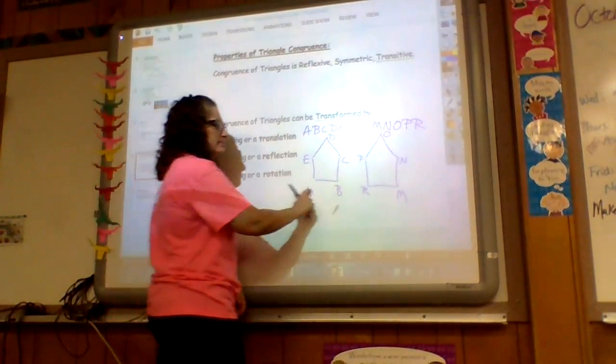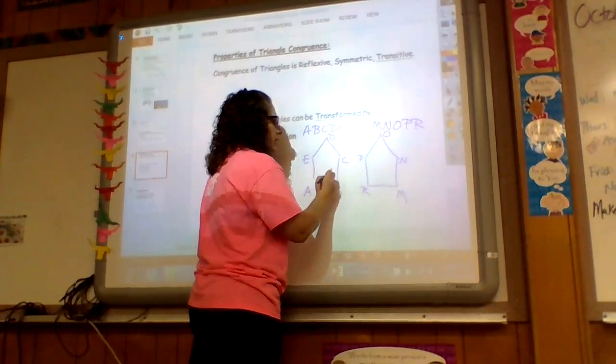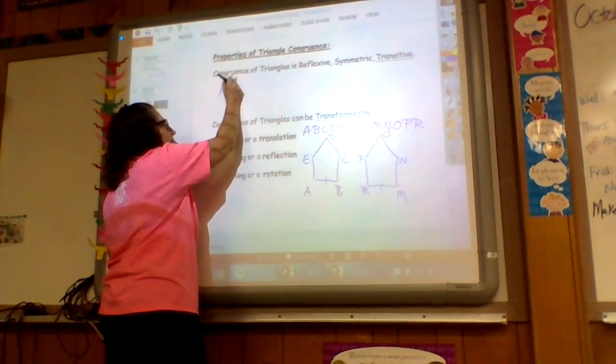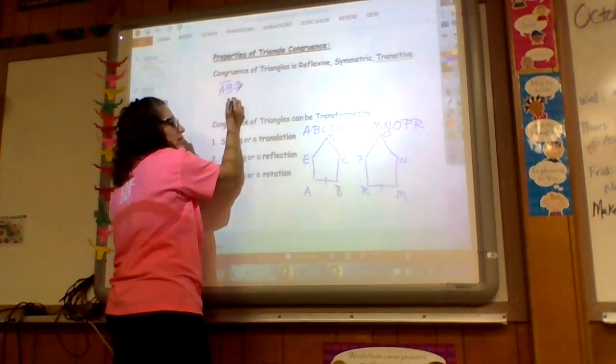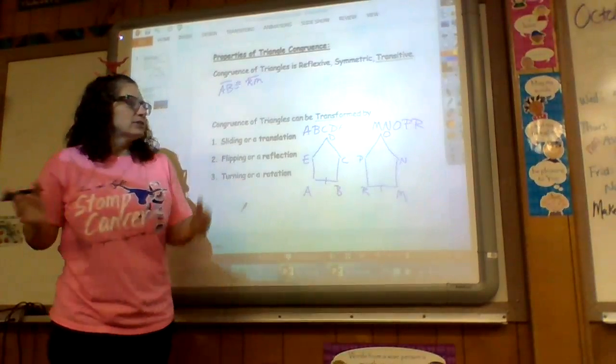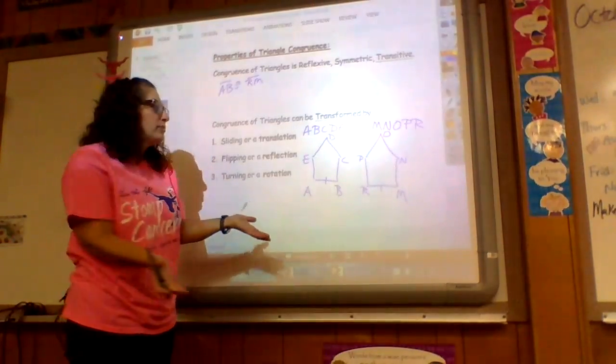Let's put a tick mark there, and I'm going to start just listing them. AB segment is congruent to RM segment. Tyson knew that they were both the bottom of the pentagon.